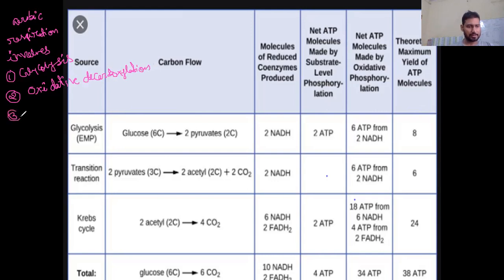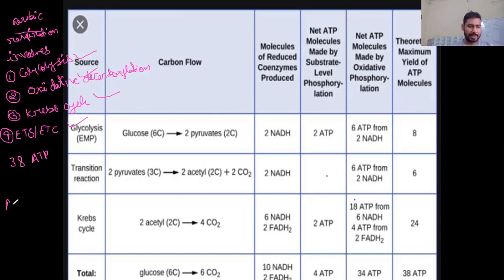And third, which is also important, is known as the Krebs cycle. And one more, the fourth, is known as the ETS, electron transport system, or ETC, electron transport chain. So during aerobic respiration, the four steps are glycolysis, oxidative decarboxylation, Krebs cycle, and electron transport system, in which we get a total of 38 ATP.